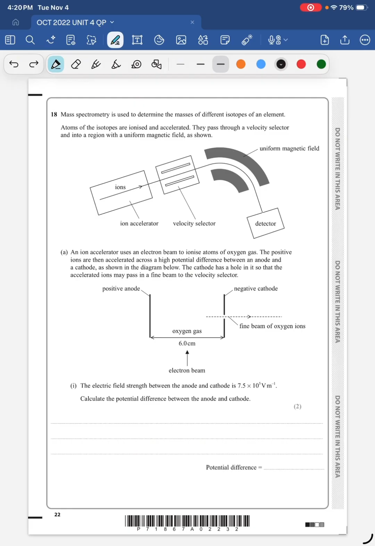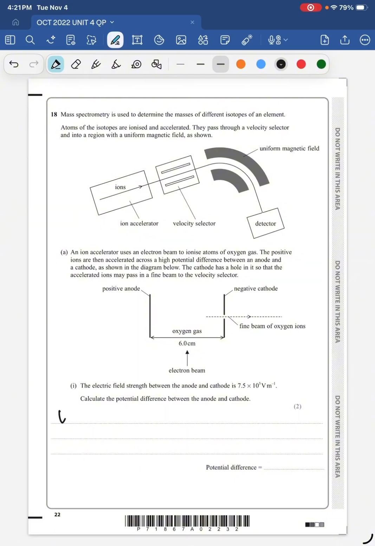Now, question A. An ion accelerator uses an electron beam to ionize atoms of oxygen gas. The positive ions are then accelerated across a high potential difference between an anode and a cathode, as shown in the diagram below. The cathode has a hole in it so that the accelerated ions may pass in a fine beam to the velocity detector. Okay, the electric field strength between the anode and the cathode is 7.5 times 10 to the 5 volts per meter. Calculate the potential difference between the anode and the cathode.